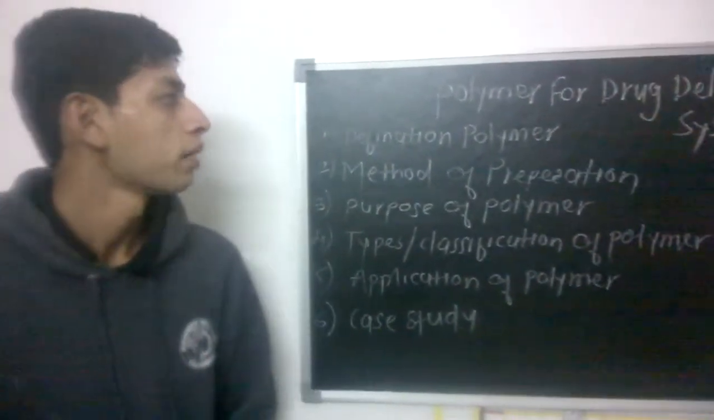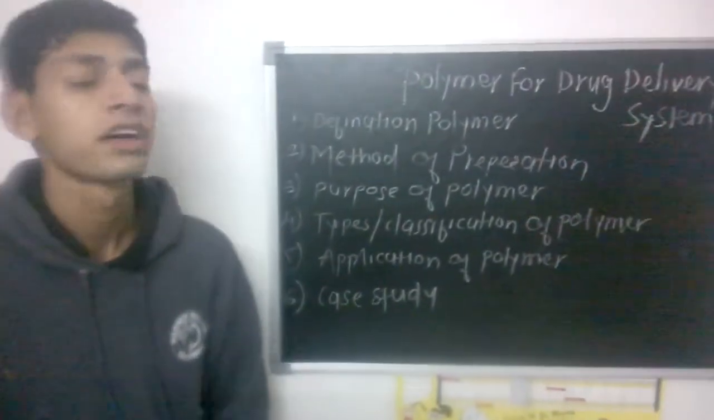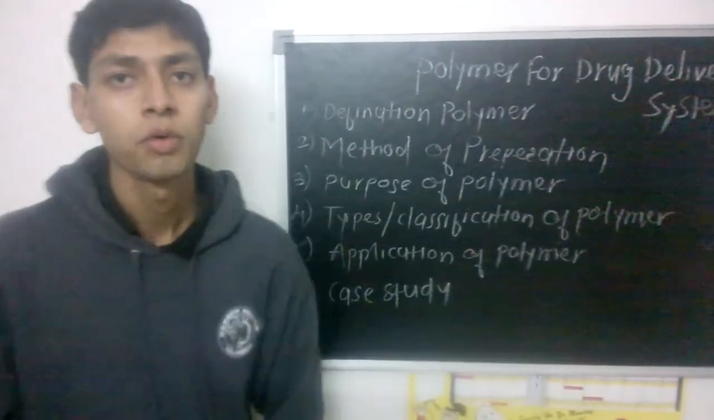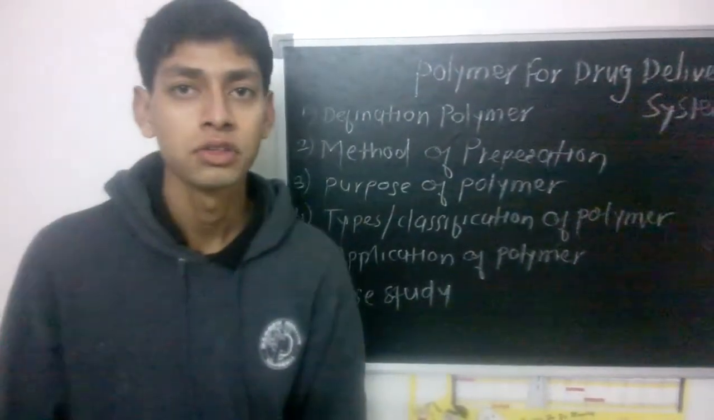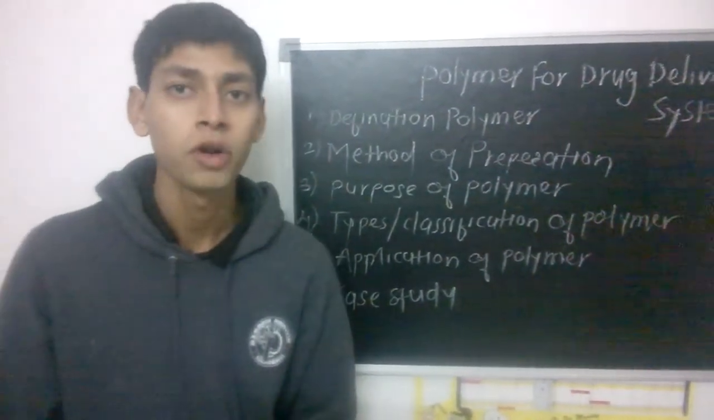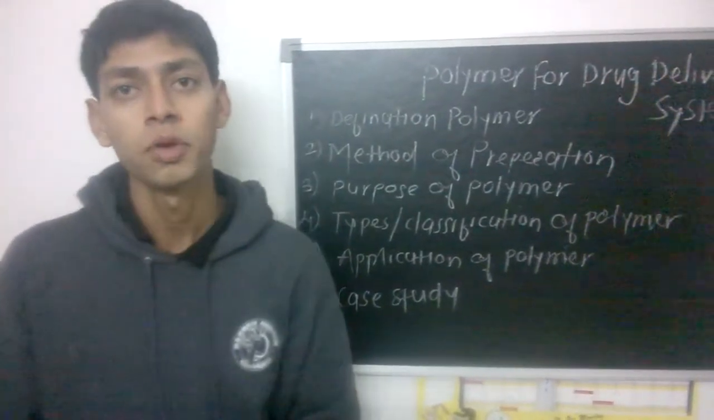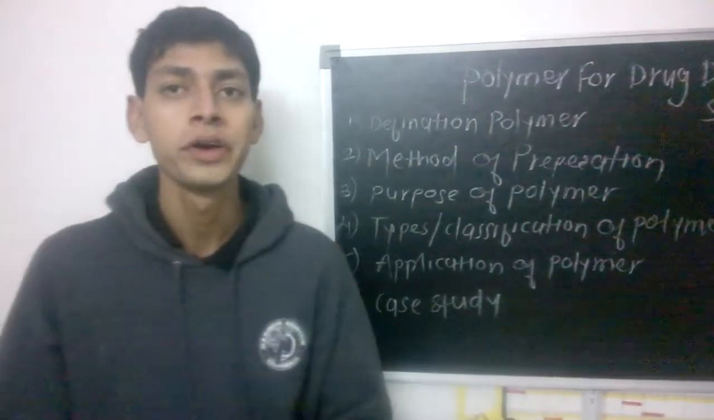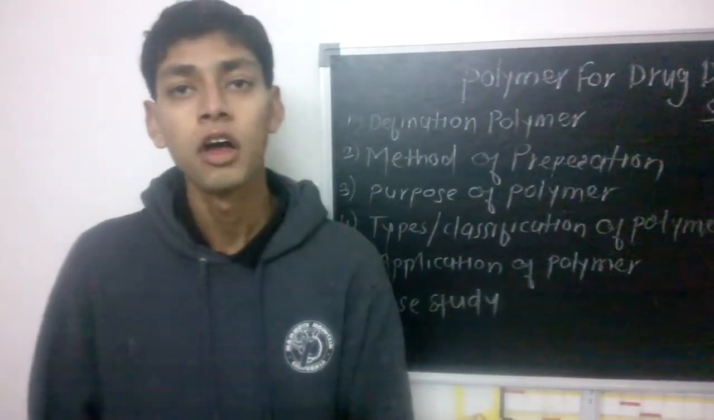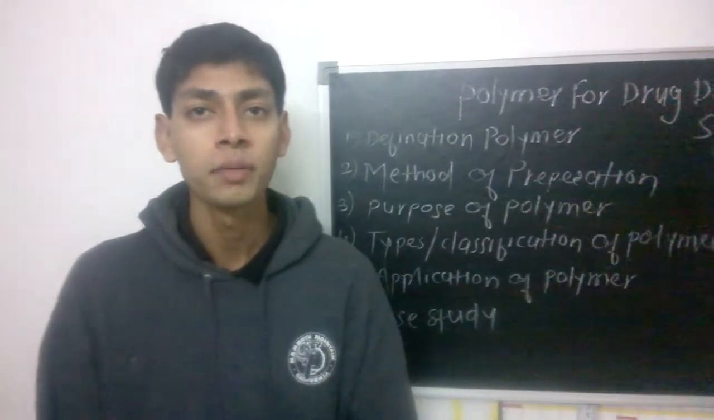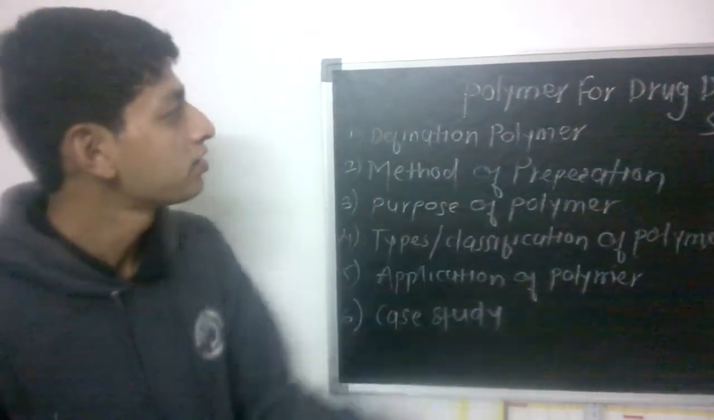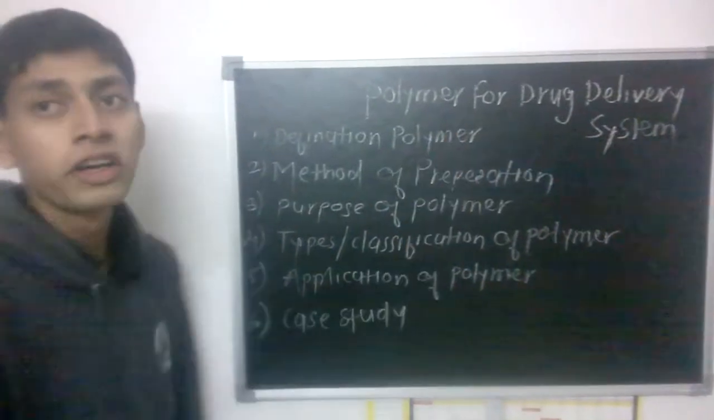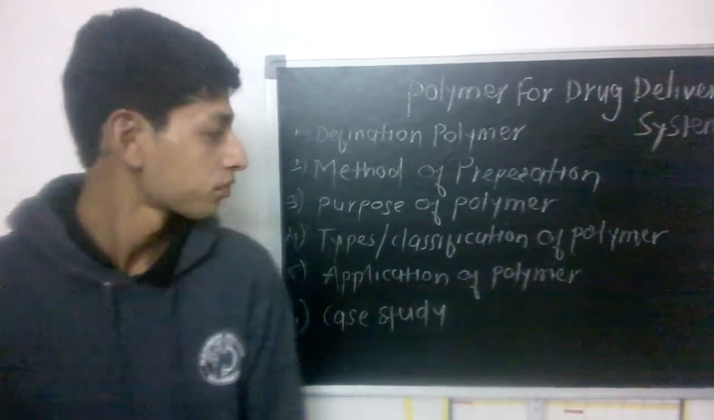Today I am going to explain about polymers for drug delivery system. First of all, what is a polymer? Polymers are macromolecules which are mainly made up of smaller molecules, and these smaller molecules are called monomers. A number of monomer units undergo the process of polymerization and form the polymer. The word polymer itself says that poly means many and mer means parts, so it is composed of many parts.